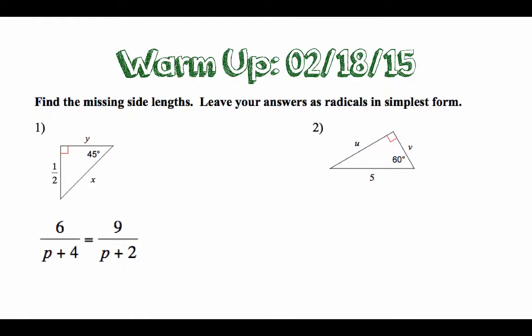Hey guys, welcome back. Today I want to finish reviewing our special right triangles, our 30, 60, 90s and our 45, 45, 90s. But I also want to take a moment and start looking at the sine, cosine, tangent trigonometric ratios. Things that we're going to be continuing to look at, things that you guys are going to work with a lot in the future.